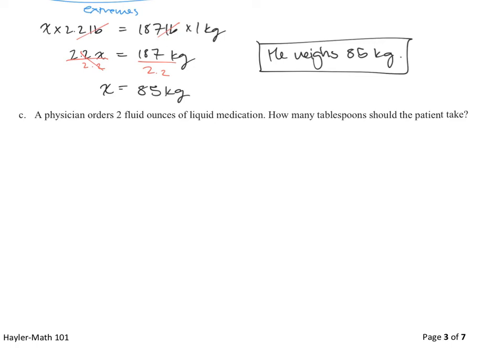Alright, so let's go ahead. I'm going to choose the ratio option, which is the one I like the best, the proportion. Sorry, I take that back. The proportion option is the one I like the best. So 2 fluid ounces to x.